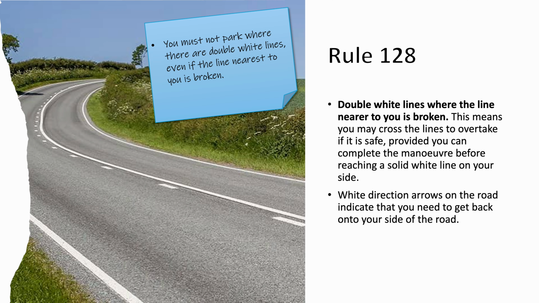Rule 128. Double white lines where the line nearer to you is broken. This means you may cross the lines to overtake if it is safe, provided you can complete the manoeuvre before reaching a solid white line on your side. White direction arrows on the road indicate that you need to get back onto your own side of the road.